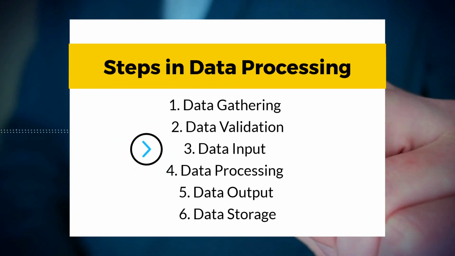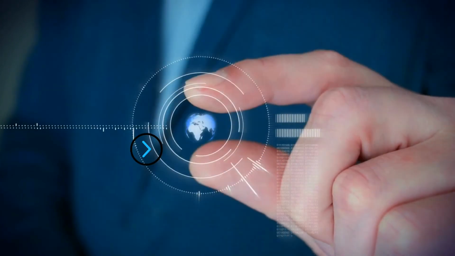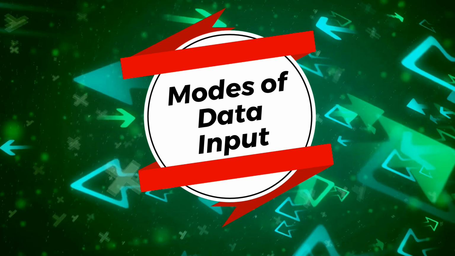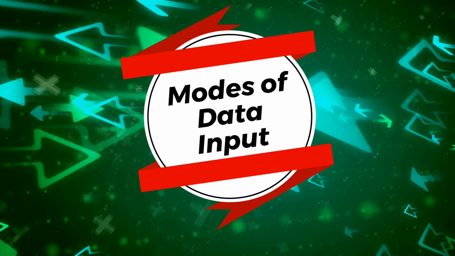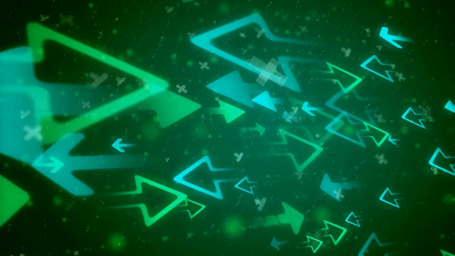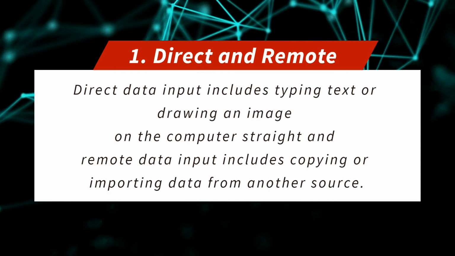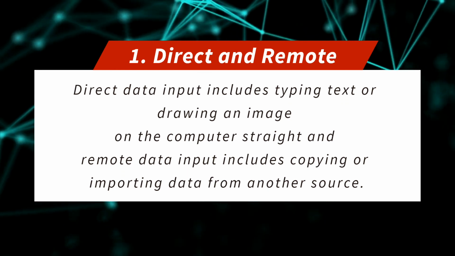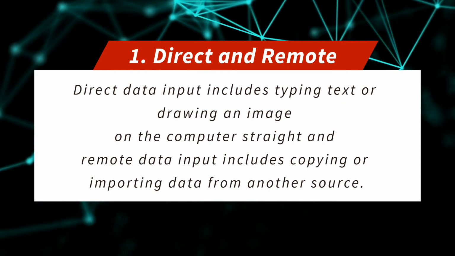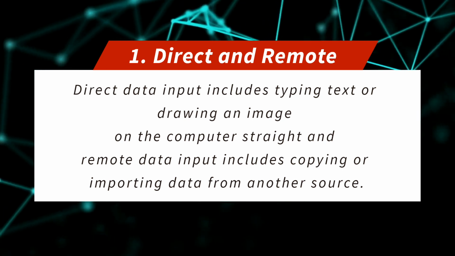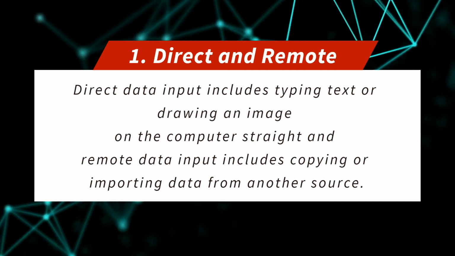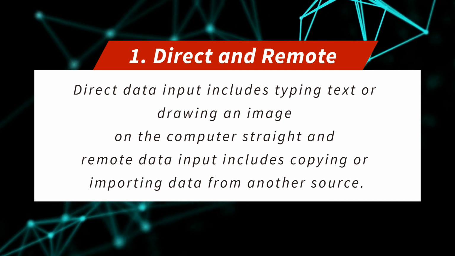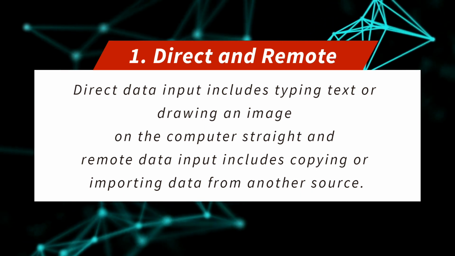Let's learn the third step in data processing, that is data input. There are some modes of data input available. Number 1. Direct and remote. Direct data input includes typing text or drawing an image on the computer straight, and remote data input includes copying or importing data from another source.